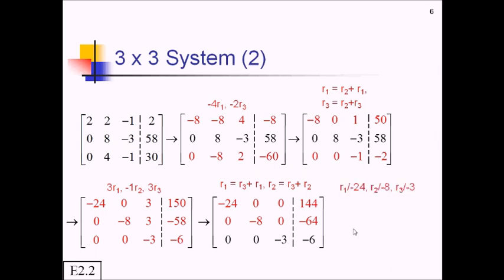So doing all that, I've got a 1, 0, 0, which is what we want, and then 144 divided by -24, that is going to be -6. Row 2 divided by -8, we've got 0, 1, 0, and +8. Row 3 divided by -3, 0, 0, 1, and 2. So then we've got x equals -6, y equals 8, z equals 2.